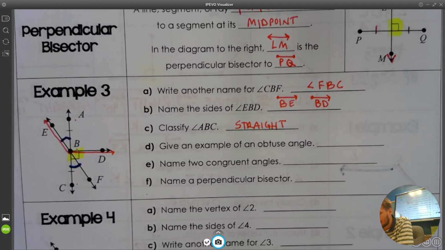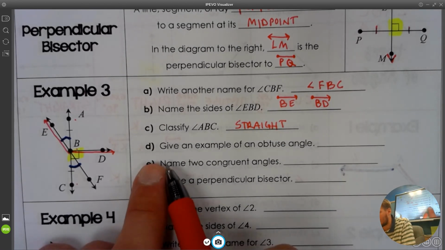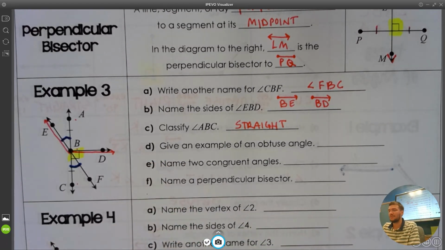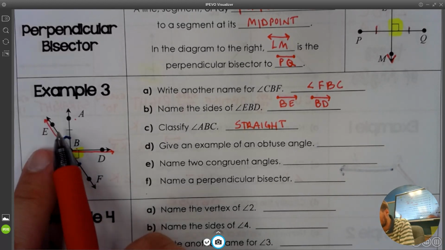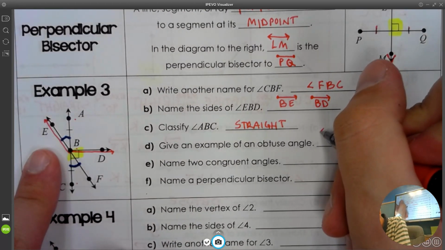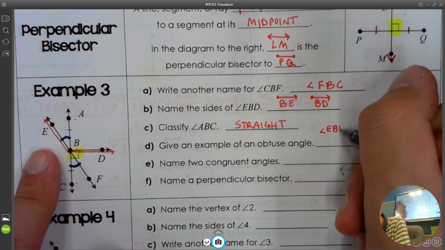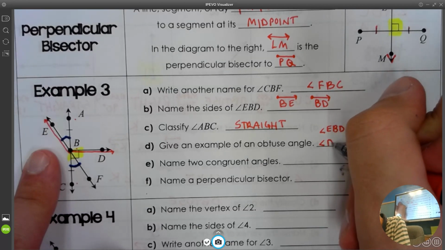Now this one we've got a couple different options for. Name an obtuse angle. Anybody got any ideas what an obtuse angle could be? So we're working on G. Give an example of an obtuse angle. Say it one more time. EBD, is that what you said? I think that this one I have here, EBD, is a valid obtuse angle. EBD, which is of course the same thing as DBE. These are the same.